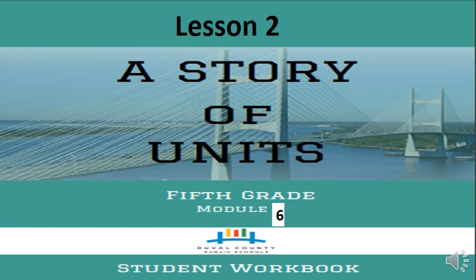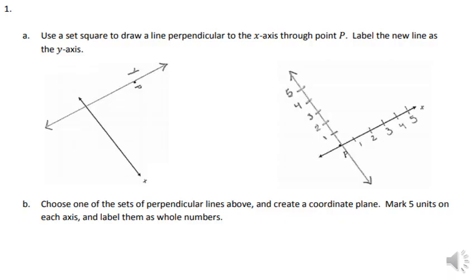Okay, we're in now 5th grade, Module 6, Lesson 2, and today we went into actual coordinate grids because Lesson 1 was primarily just a refresher on number lines. Now, on the homework, question 1 says, use a set square to draw a perpendicular line to the x-axis through P. Then label the new line as the y-axis. And you can see they've done that here.